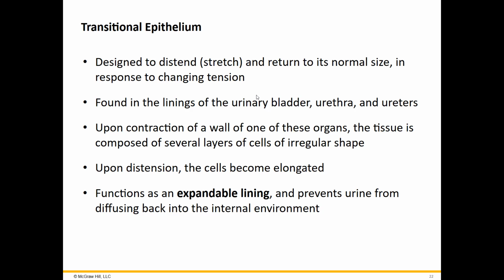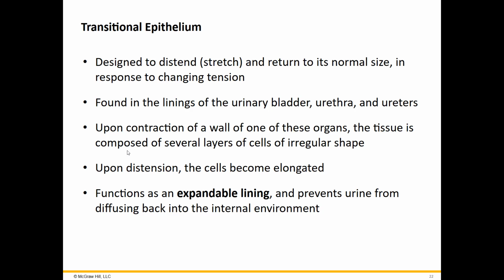The urinary bladder gets filled with urine. It expands, and when you pee it out, it shrinks. The urethra expands as the urine is passing through it, shrinks afterwards. The ureters. Ureters are the tubes that connect the kidneys to the bladder. So the ureters expand as the urine leaves the kidney and empties into the bladder via the ureter.